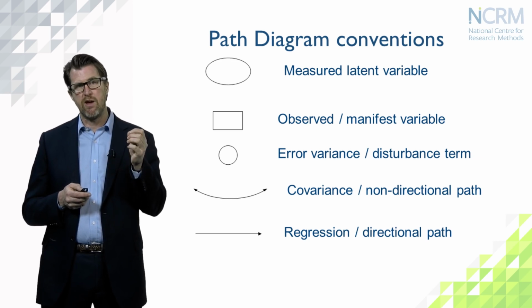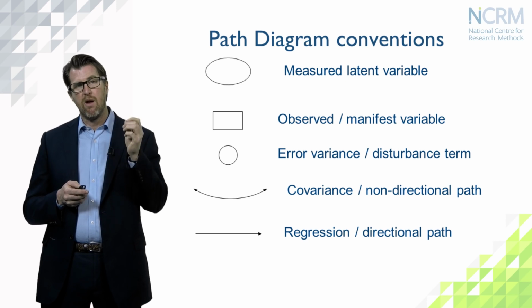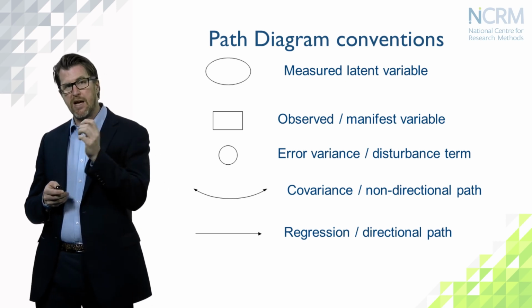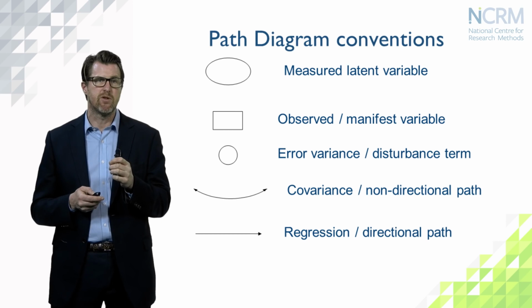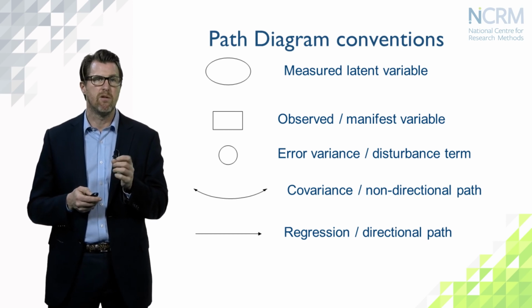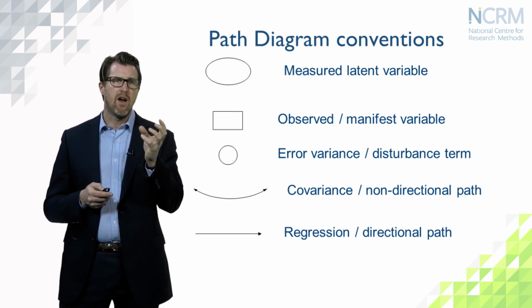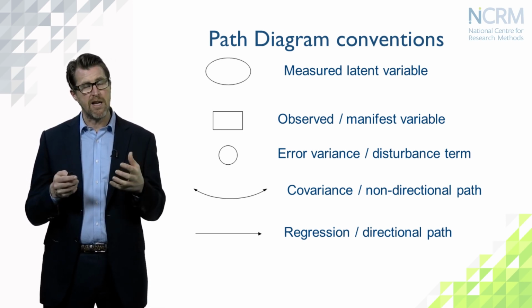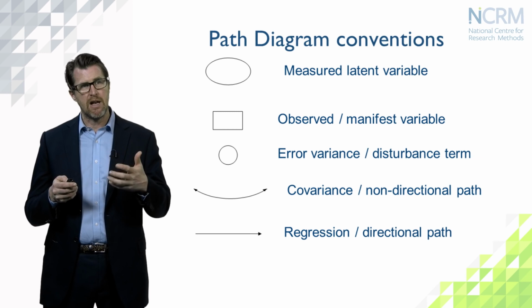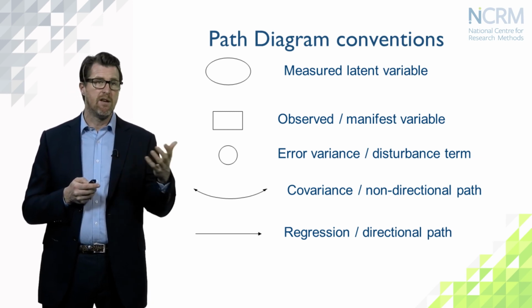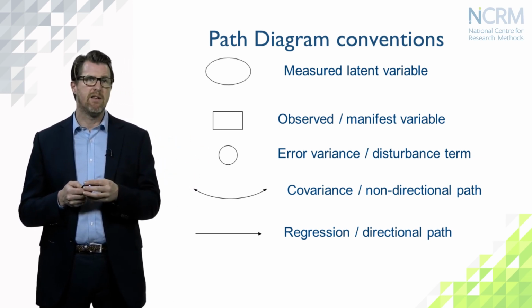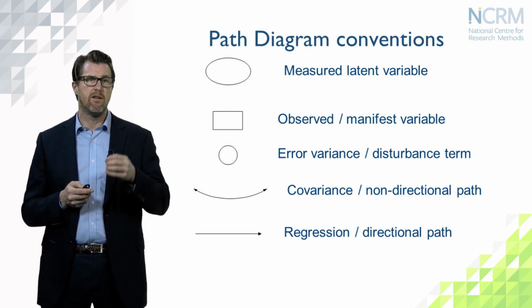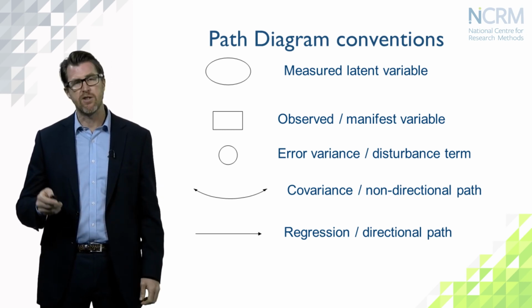So if we use a single headed arrow, then we are indicating the direction of the relationship between two variables in our model. And we can put these basic symbols together to form more complex models, but ones which have a clear meaning and which can indeed be translated back into the standard equation notation.